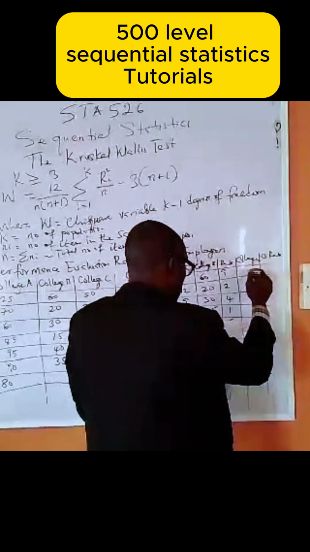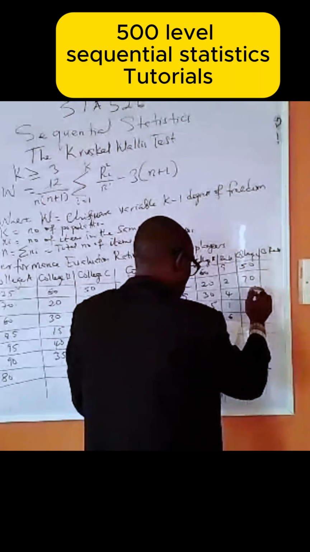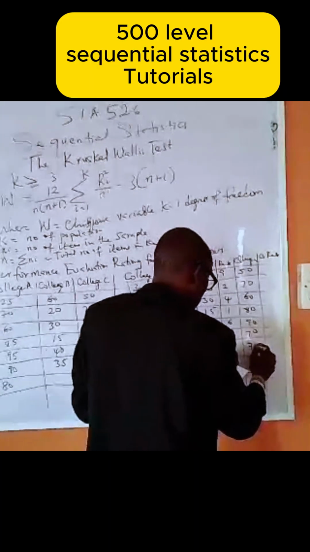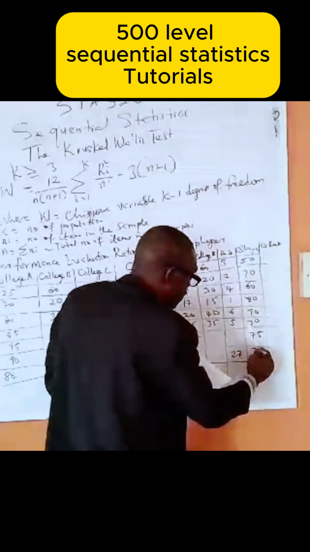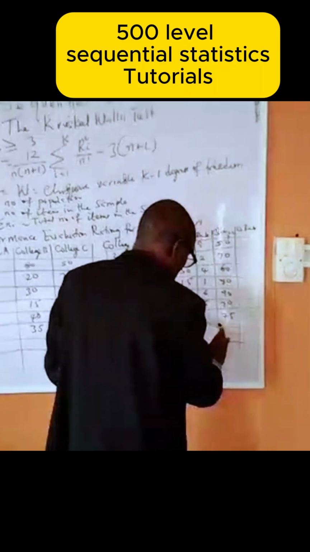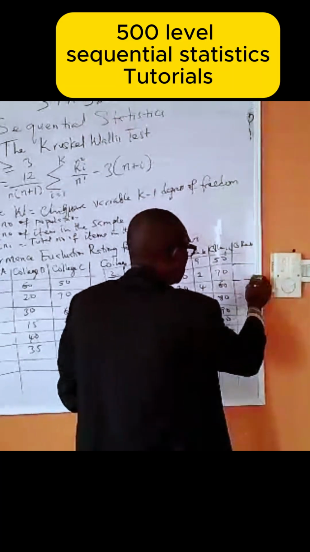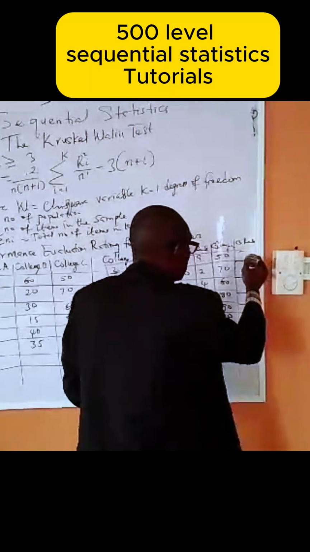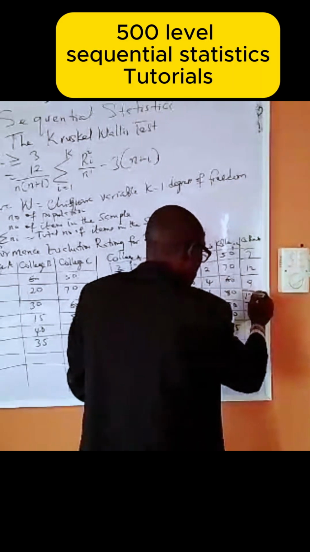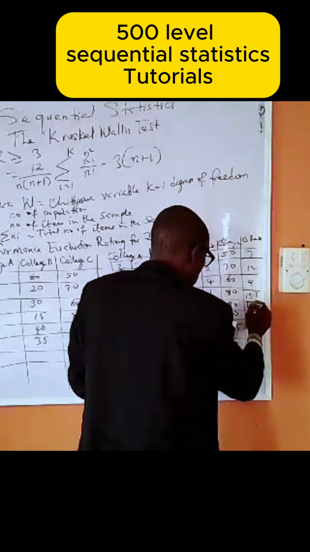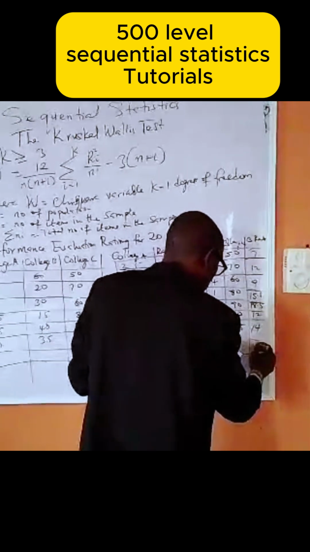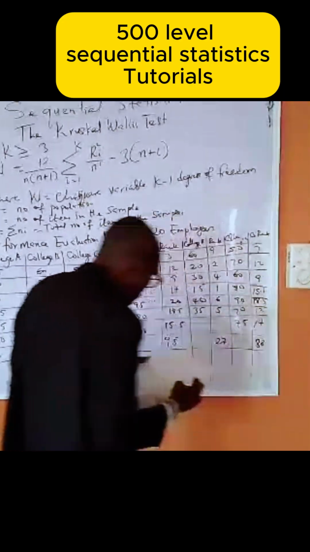Then for college C, the last college, we have 50, 70, 60, 80, 90, 70, 75. Then ranking, we have 7 for 50. For 70, we have 12. For 60, we have 9. For 80, we have 15.5. For 90, we have 18.5. Then for 70, we have 12. For 75, we have 14. Then 88 for the total ranking. Now, how do we solve this one?